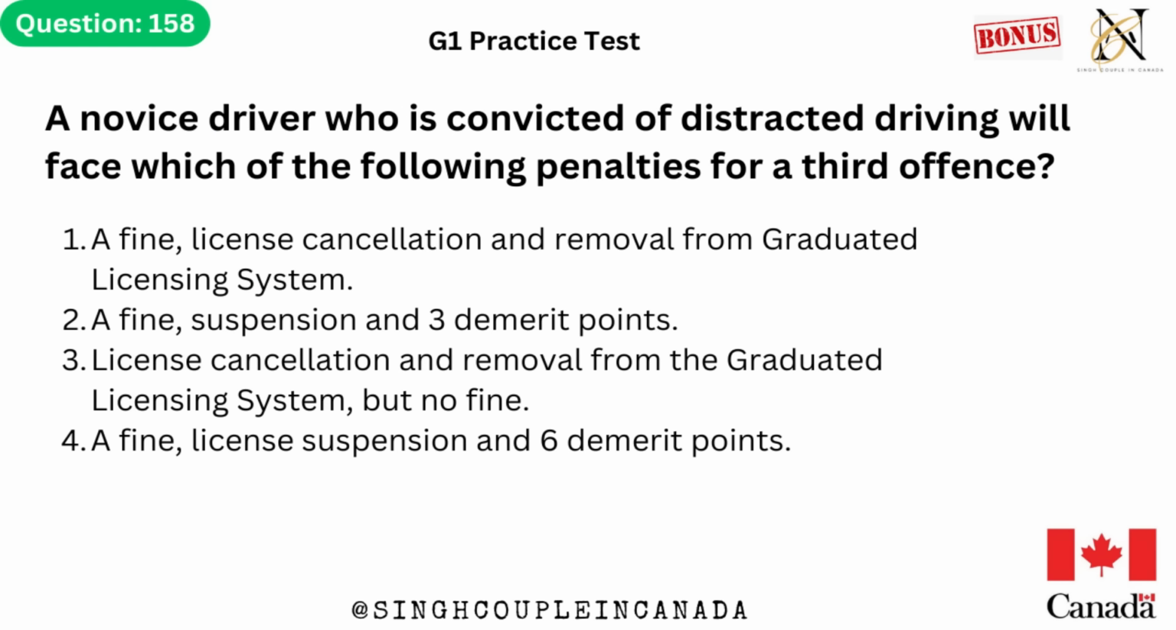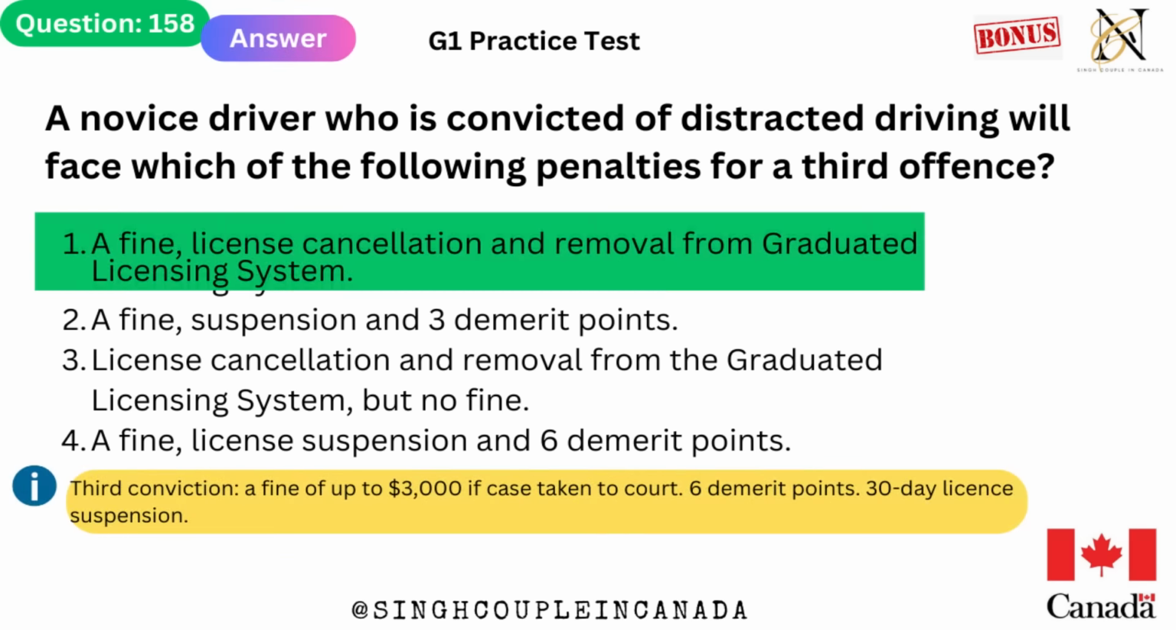A novice driver who is convicted of distracted driving will face which of the following penalties for a third offense? 1. A fine, license cancellation and removal from graduated licensing system. 2. A fine, suspension and 3 demerit points. 3. License cancellation and removal from the graduated licensing system, but no fine. 4. A fine, license suspension and 6 demerit points. The answer is 1. A fine, license cancellation and removal from graduated licensing system.